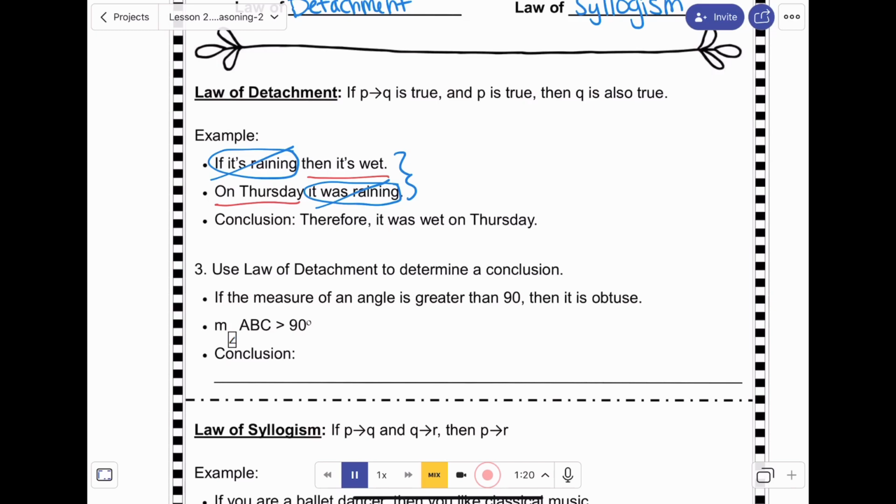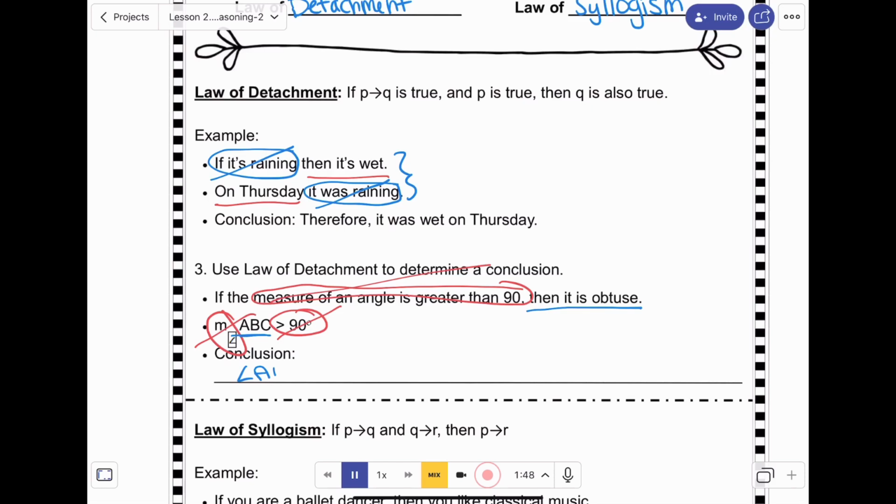So here on the second one, we've got measure of an angle right here, and then we've got greater than 90 right here. So we can take out all of those parts because that's the same, and our conclusion is whatever's left. So our conclusion here is obtuse and this angle ABC. So we can say that our conclusion is that angle ABC is obtuse.